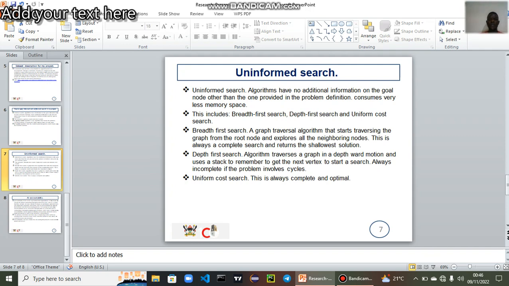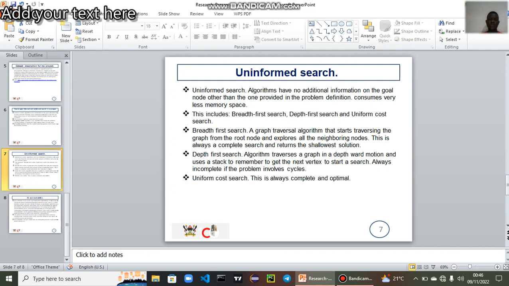But remember, here you don't have an idea of what you are going to research. So it includes breadth first search, depth first search, and uniform cost search, and that's what I was trying to explain down here. Breadth first search is a graph traversal algorithm that starts traversing the graph from the root node and explores all the neighboring nodes. So this is always a complete search and returns the shallowest solution. This is about BFS. It always returns the shallowest solution.